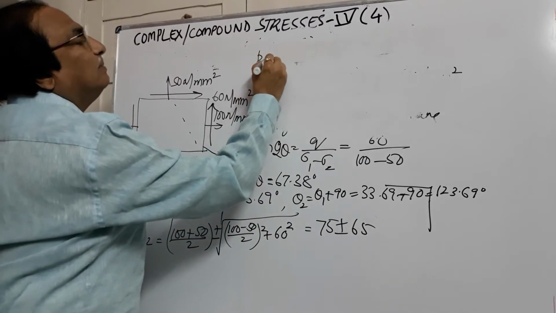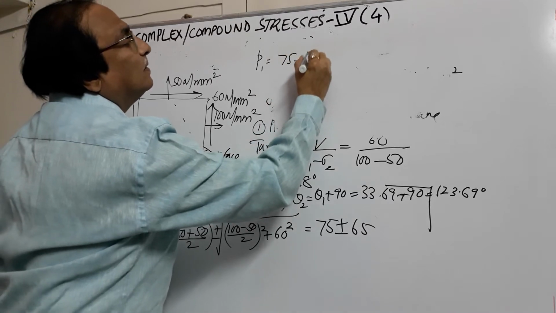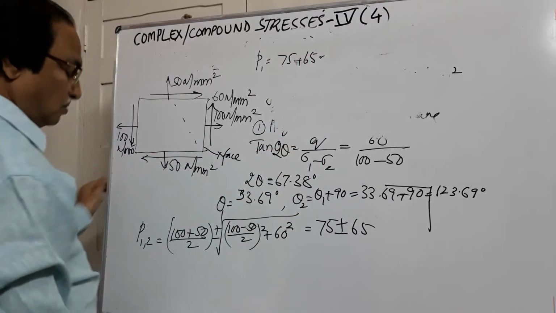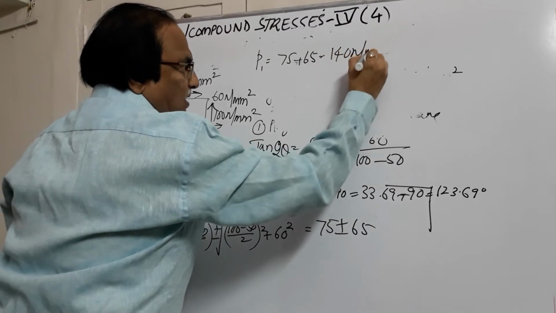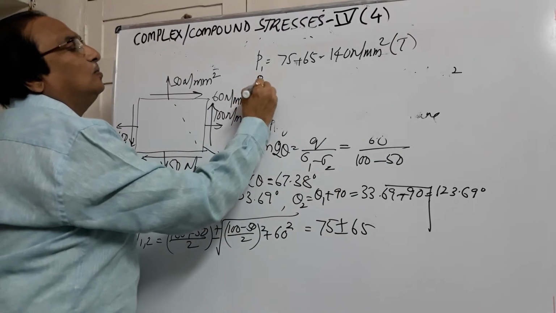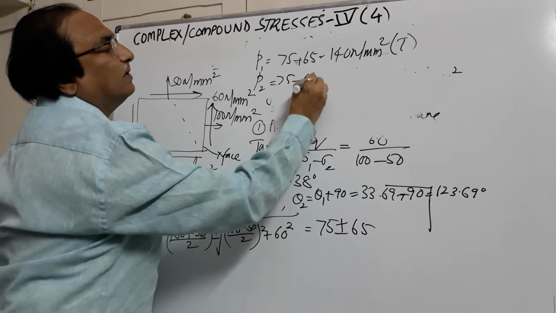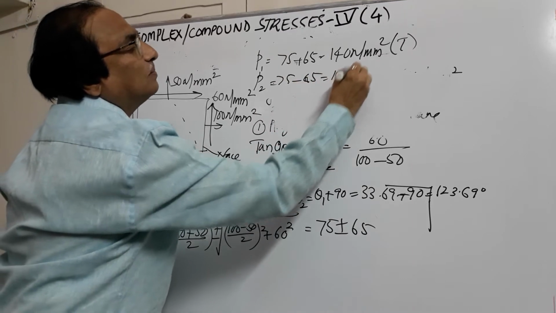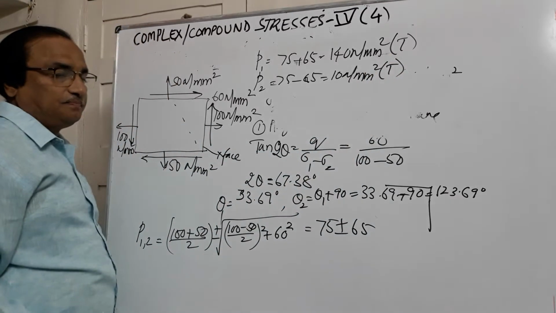So P1 will be equal to 75 plus 65, which is 140 Newton per mm square. This is positive, so it is tensile in nature. P2 is given by 75 minus 65, which is equal to 10 Newton per mm square. This is again positive, meaning it is in tension.